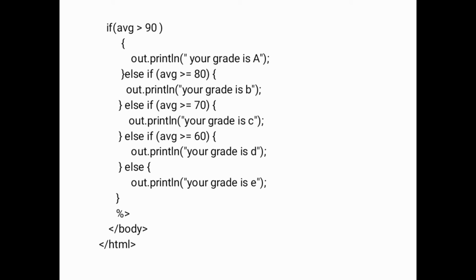If the average of the subjects is greater than 90, then the output will be printed as Your grade is A. If it is greater than or equal to 80, then the grade will be printed as B. If it is greater than or equal to 70, then the grade will be C, and if it is 60, then the grade is D. If the average mark is less than 60, then E grade is printed.